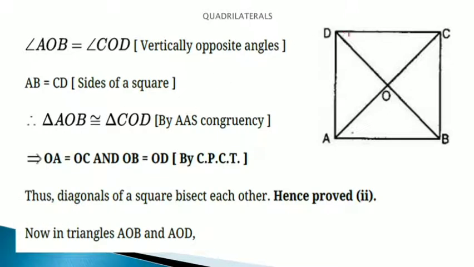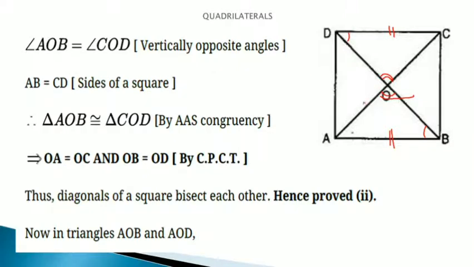Now we have shown that this angle in both the triangles are equal because they are alternate angles. Then we can see this angle AOB, this one, and COD, this one. These two angles are equal. Why? Because they are vertically opposite angles. The two angles we have shown equal. Third thing, in a square opposite sides are equal. So this side equal to this side. So you can see the criteria angle, angle, side. Angle, angle, side. So by AAS the two triangles are congruent.